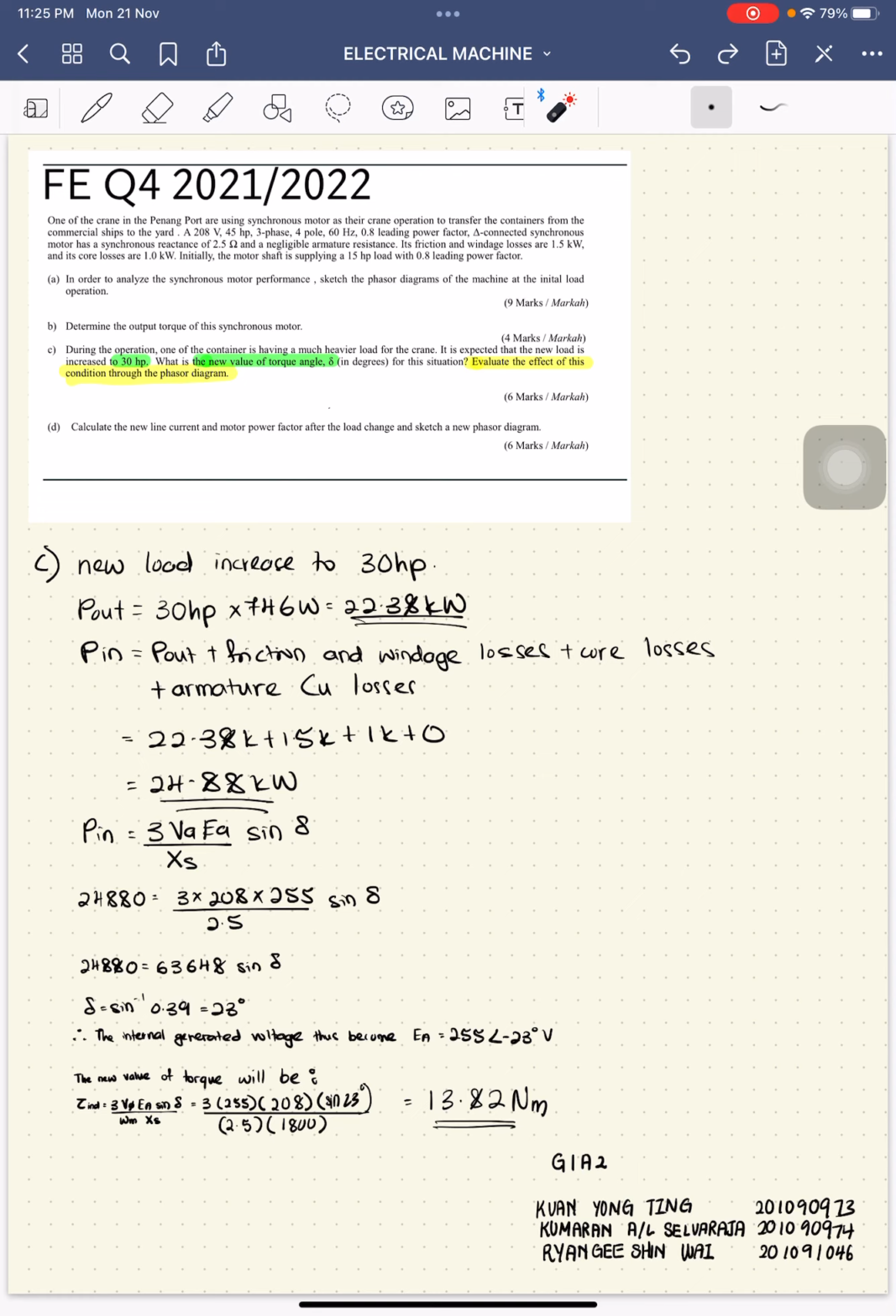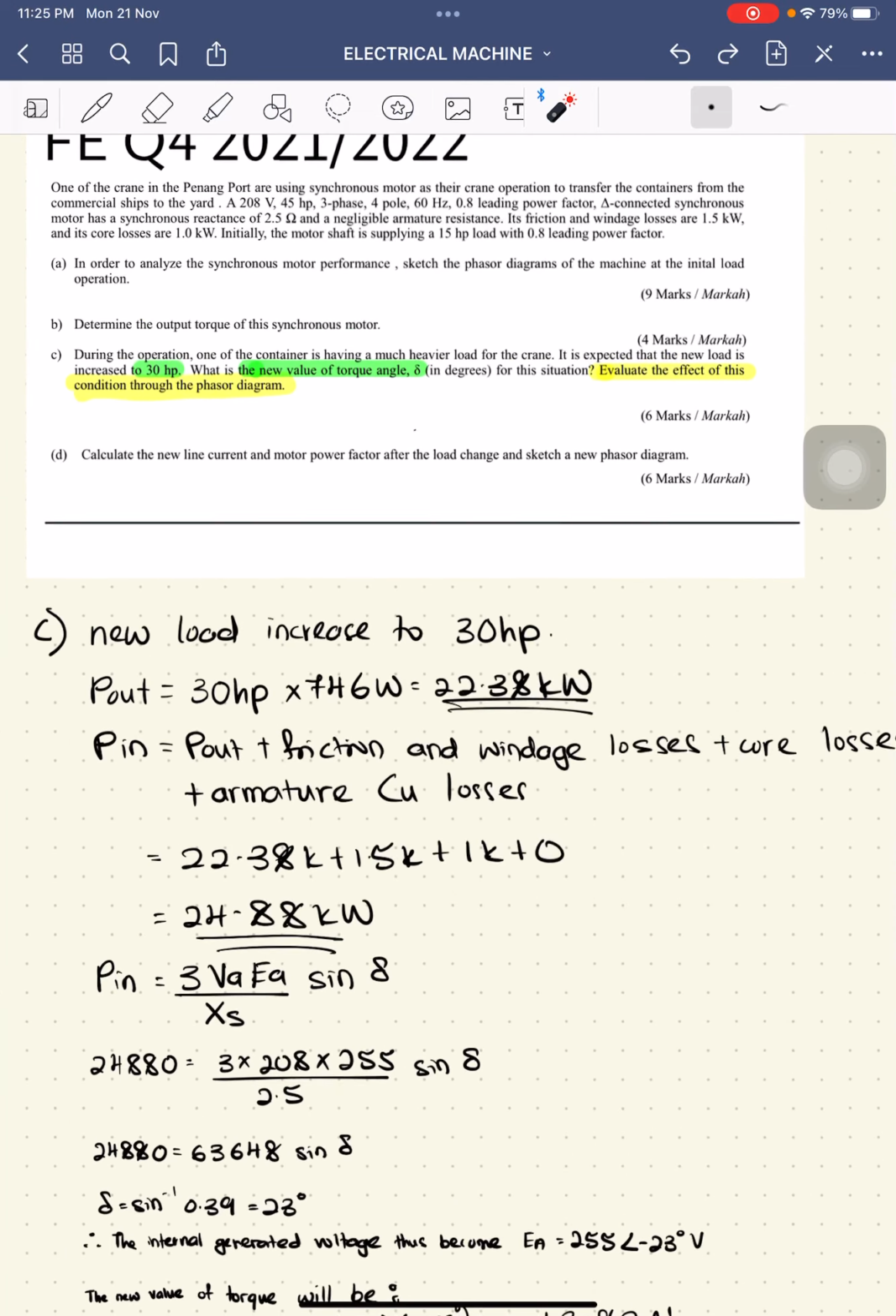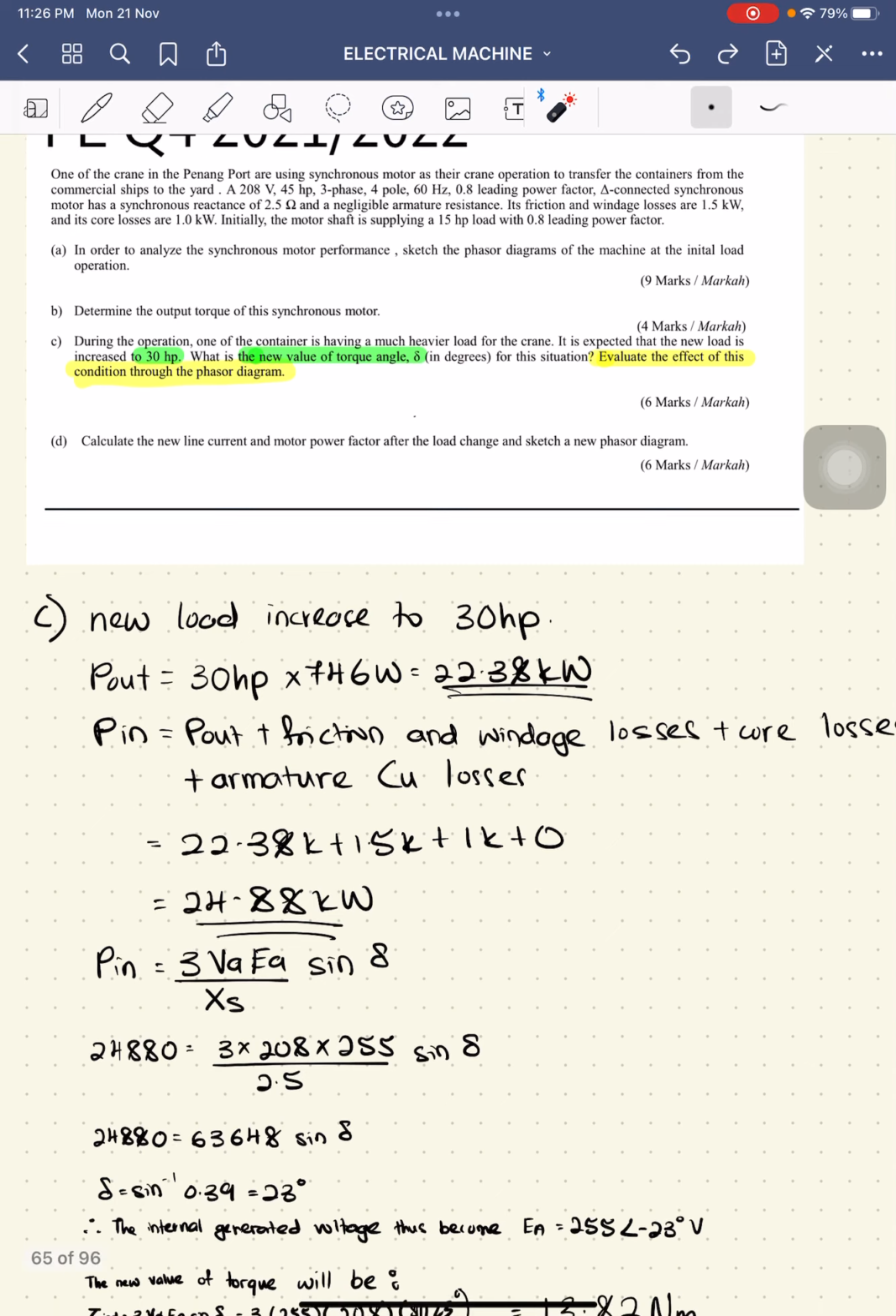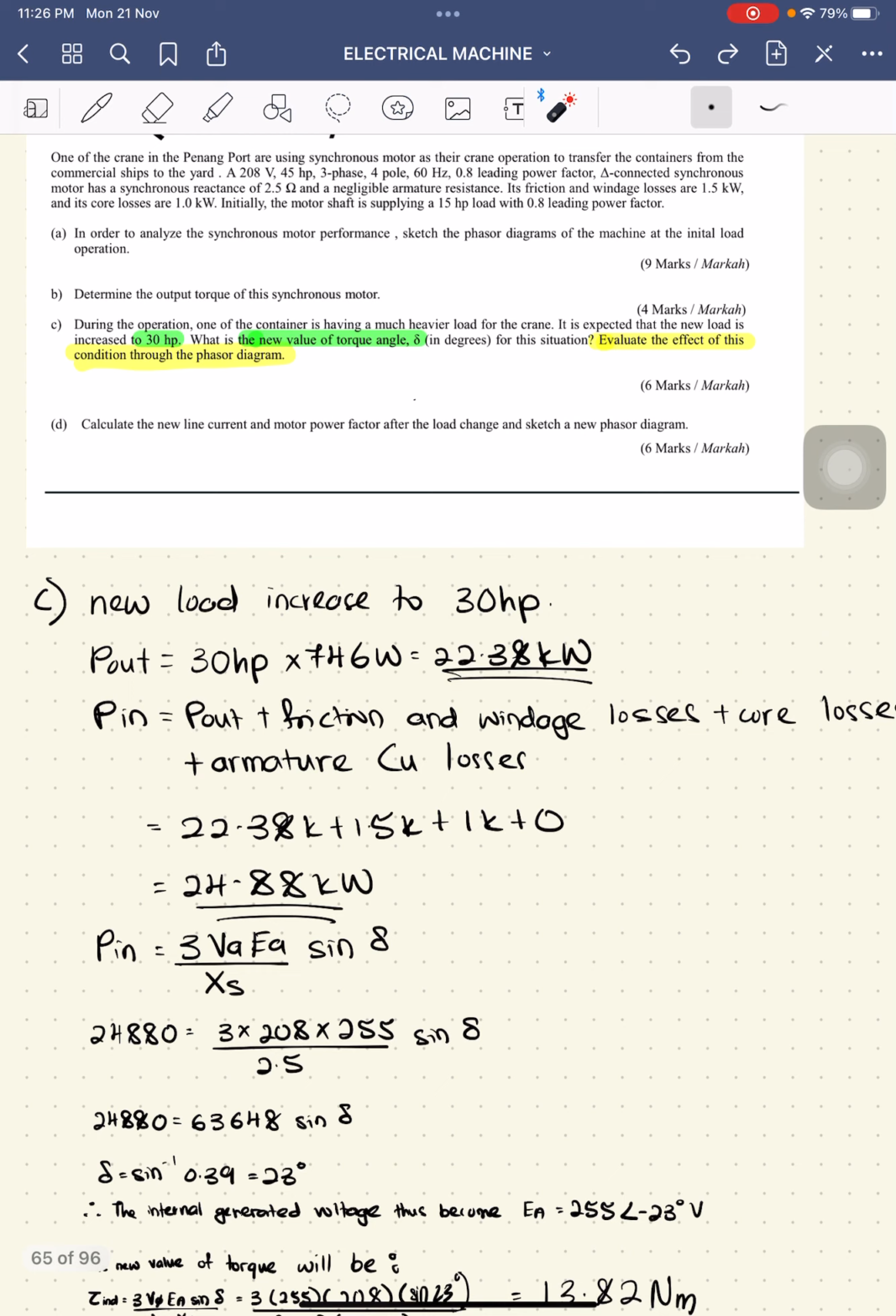Okay, Doctor, I will continue with C. During the operation, one of the containers has a much heavier load for the crane. It is expected that the new load is increased to 30 horsepower. What is the new value of the torque angle in degrees? For this situation, evaluate the effect of this condition through the phasor diagram.